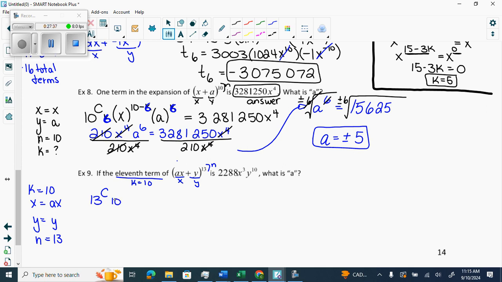So we get 13C10. If you made the oopsie, you should be star highlighting. So we get 13C10, ax to the 13 minus 10, y to the 10, equals 2,288 x cubed y to the 10. They didn't need to give us the 11th term because they gave us y to the 10 and x cubed. We could have figured that out. Correct? That was nice. 13C10 is how much?